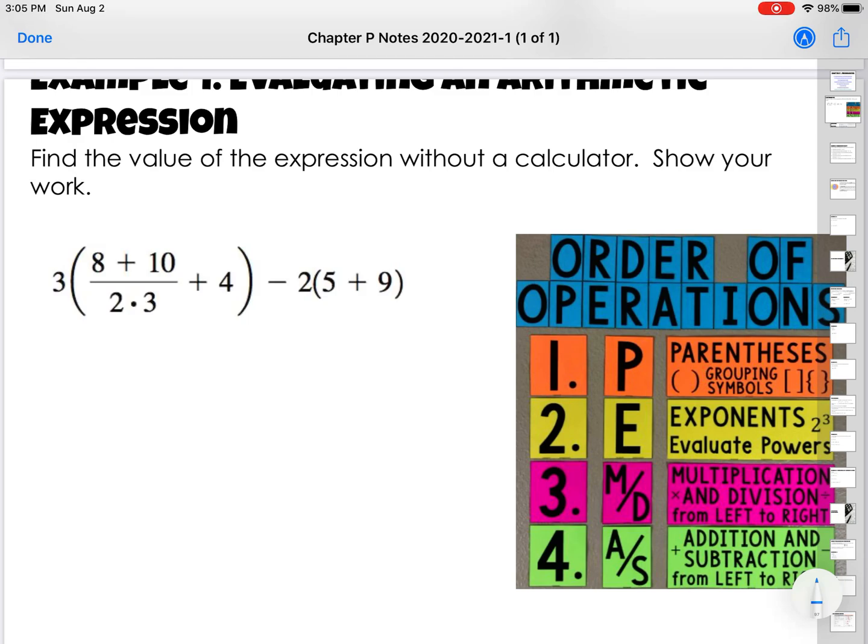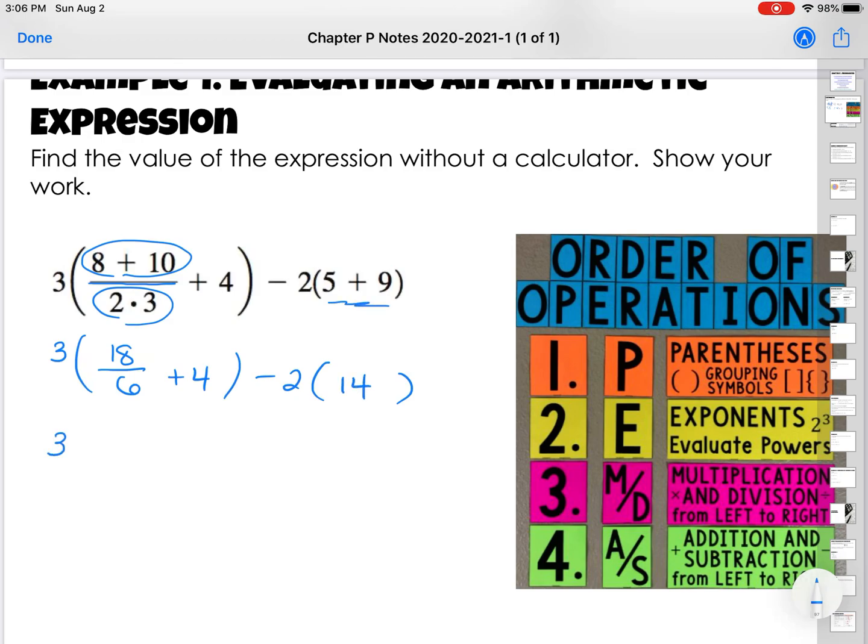So if we take a look here, we see our parentheses. We definitely want to work inside out. So we've got the 3 on the outside. That's not going to change. And then we see this fraction bar. So we want to make sure we do the things above it and the things below it separately before we do that division. So that's 18, 8 plus 10. 2 times 3 is 6, plus 4. And then we have the minus 2, and we might as well do these parentheses now. So 5 and 9 makes 14.